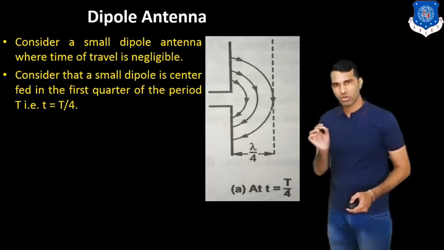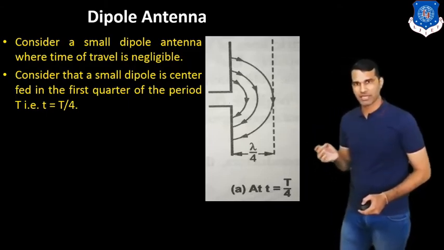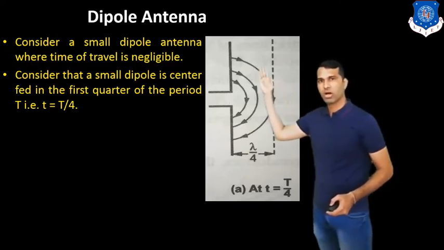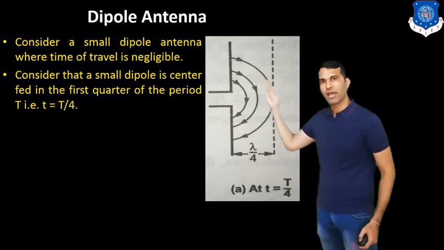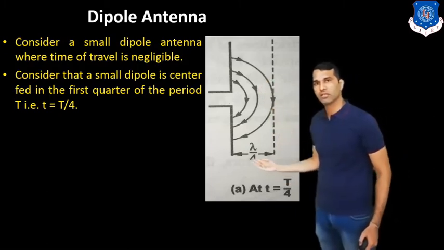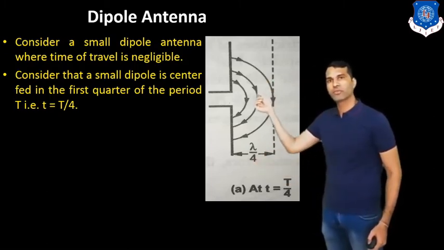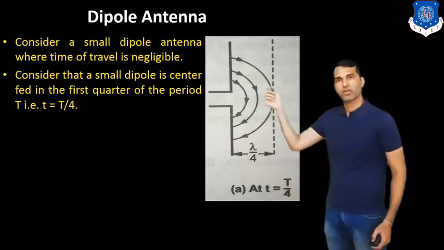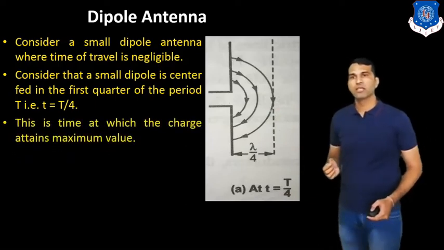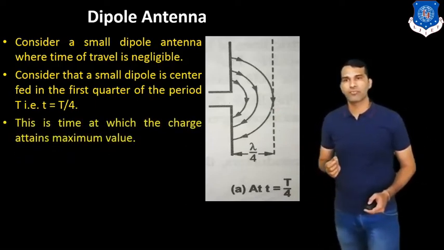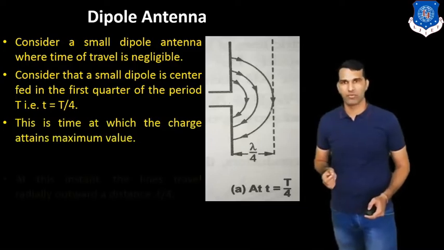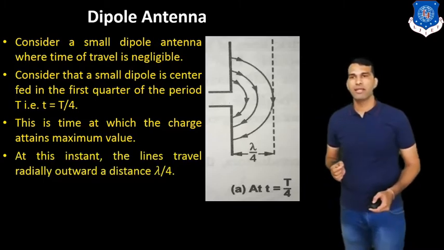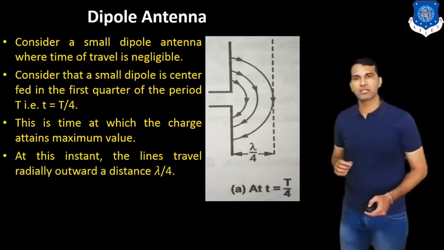So at the time t equals T by 4, or we can say lambda by 4, the positive charge is created on the upper side, and a negative charge on the lower side. Due to this, the lines are created from the upward to the downward side. This is the time at which the charge is at a maximum value. At this instant, the lines travel radially outward a distance lambda by 4.